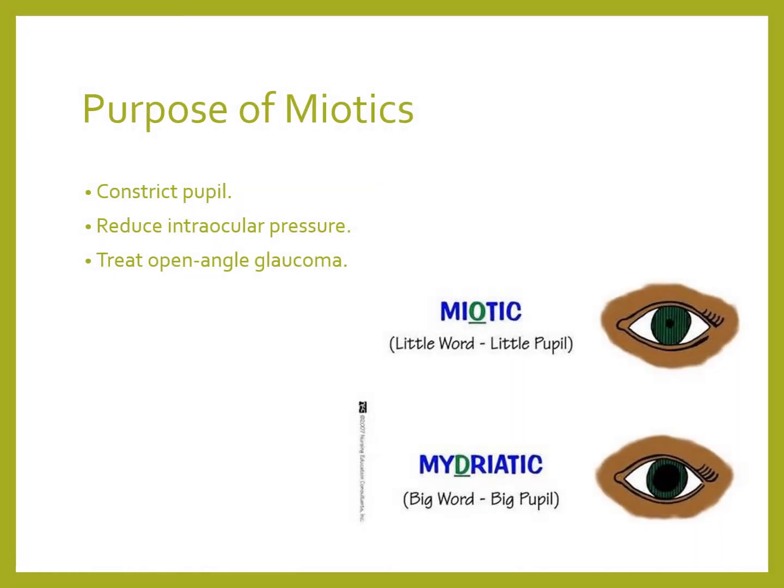Next up, we're going to talk about miotics a little bit. Miotics are agents that constrict the pupil by stimulating the sphincter muscle of the iris. So it's important to remember the difference between miotics and mydriatics. A couple different ways you can do this. Miotics, you can think of little word equals little pupil, and mydriatics, big word equals big pupil. So when we're talking about constricting, remember that means to make smaller. When we're using these, the pupil constriction does reduce intraocular pressure. So these are often used in short-term management of glaucoma.